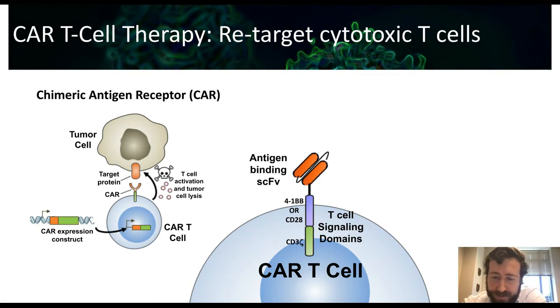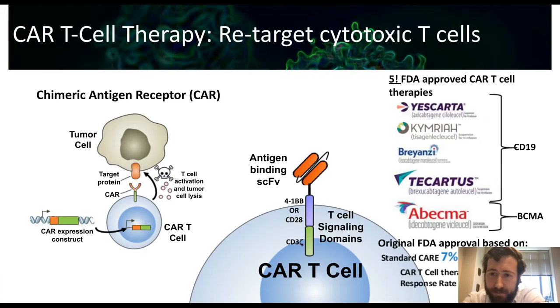There's a lot of excitement about this therapy, mainly because of the dramatic results that have been seen in the clinic with hematological malignancies. There are now 5 FDA-approved CAR T cell therapies. 4 of those are targeting the CD19 protein on different B-cell cancers, and the newest is targeting the protein BCMA, also on hematological malignancies. This original FDA approval was based on really dramatic results with patients who had failed standard therapy, who normally have only a 7% 5-year survival rate. With CAR T cell therapy, these patients now had over 83% complete responses.